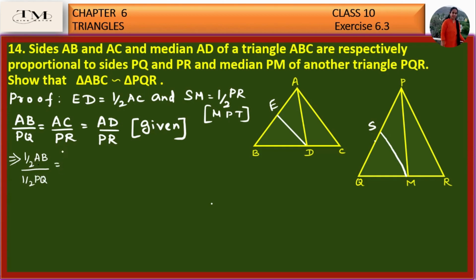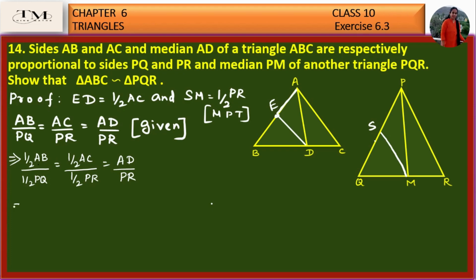In the second half also I am going to multiply and divide by 1 by 2. So half AC divided by half PR. Keep this AD by PR as such. Okay. So now what is half of AB? Where is AB? This E is the midpoint. By converse of MPT, we proved that E is the midpoint. Then half of AB will be equal to AE.